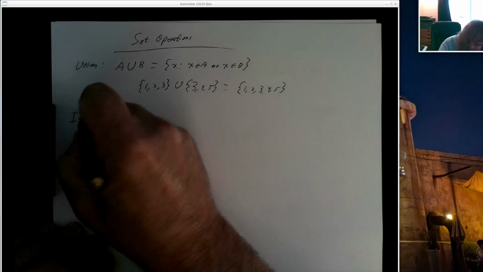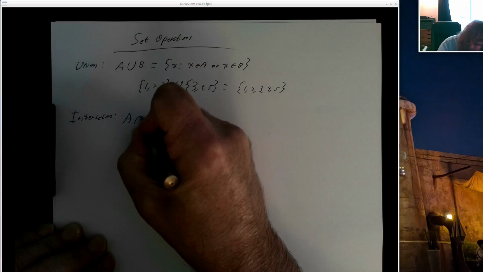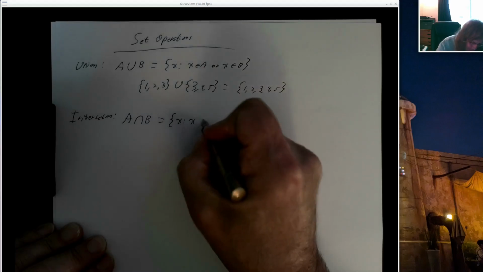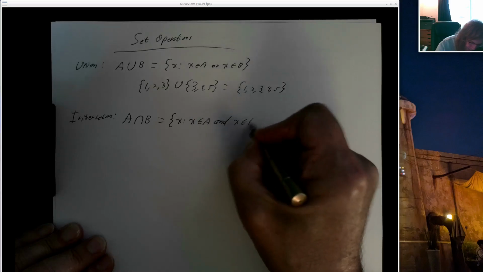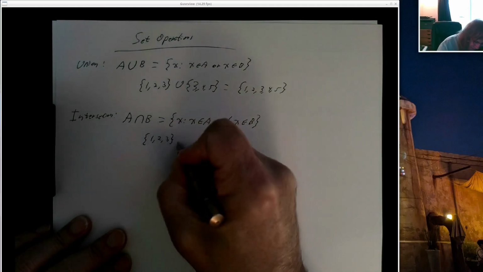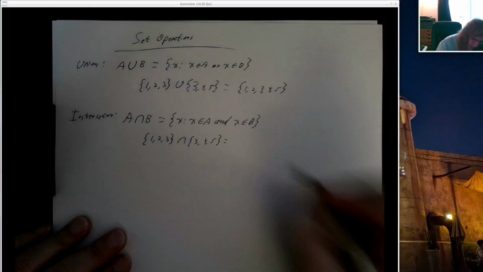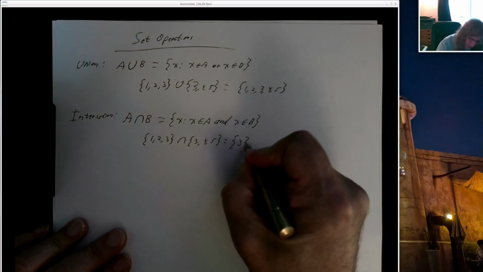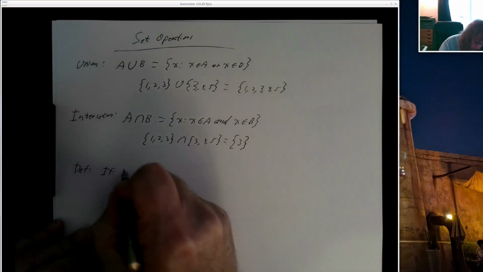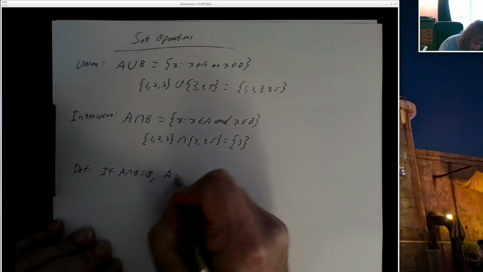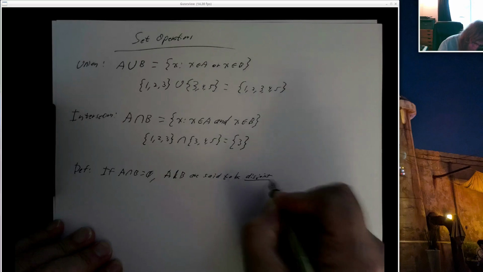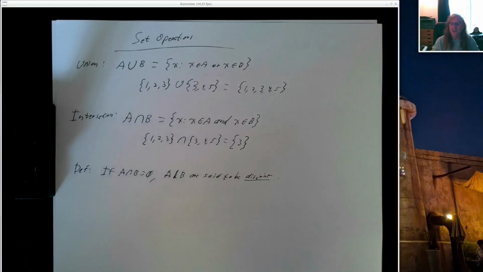We can also define the intersection, which we write with an upside down U. So this is sometimes called a cup and a cap. And this is the set of all elements x such that x belongs to A and x belongs to B. So using our same example as before, if I take the intersection of {1, 2, 3} and {3, 4, 5}, I want all the elements that belong to both sets. That's just the element 3. Here's a definition. If A intersect B is the empty set, A and B are said to be disjoint. So disjoint sets have no intersection, they have no elements in common.